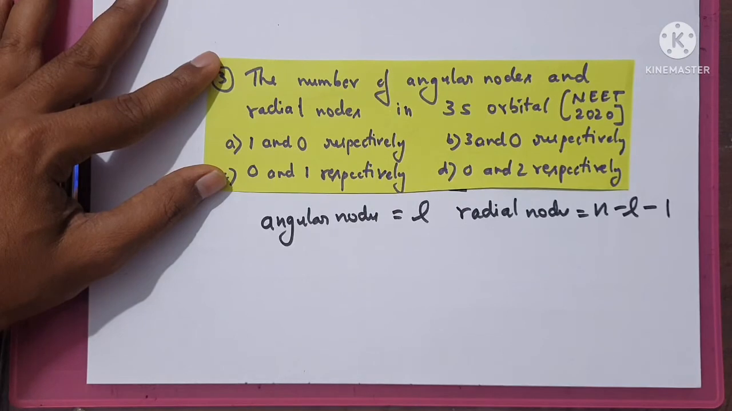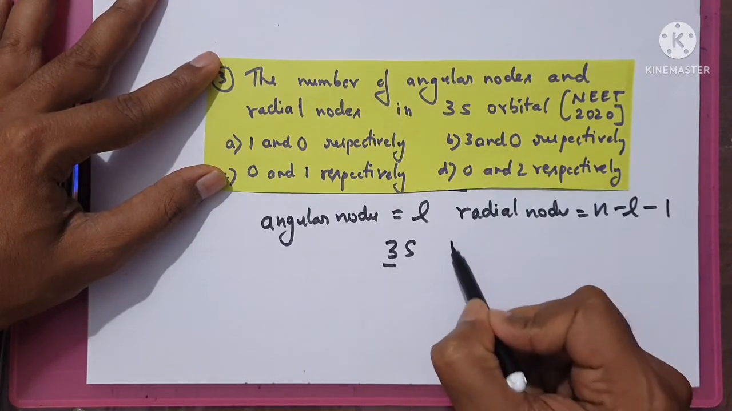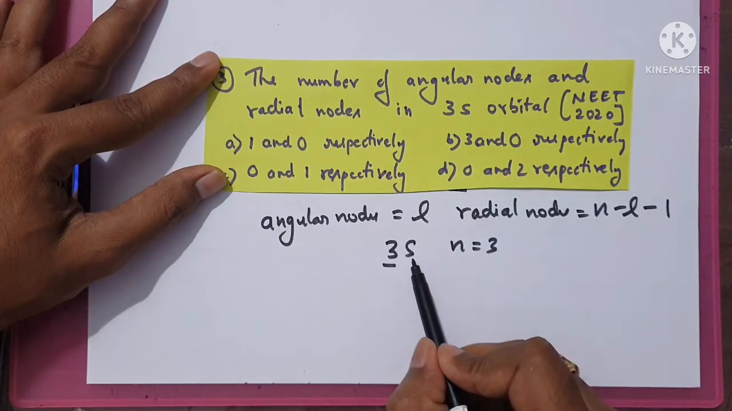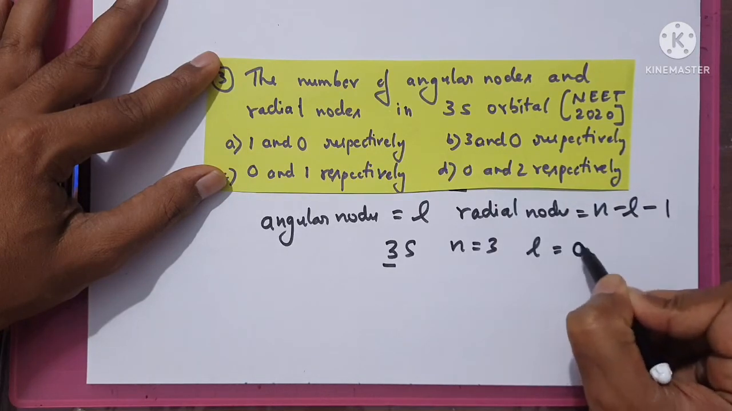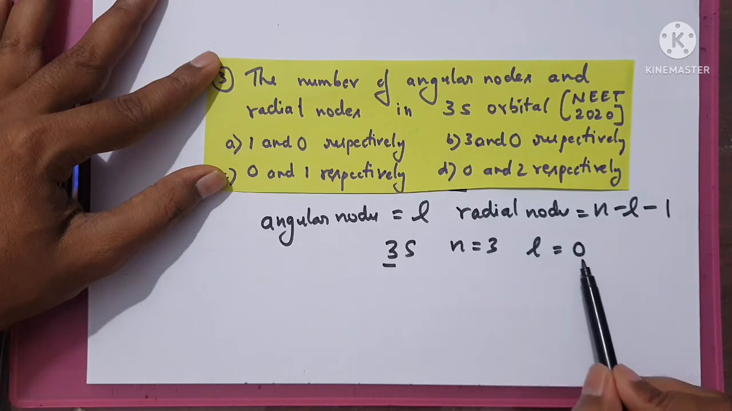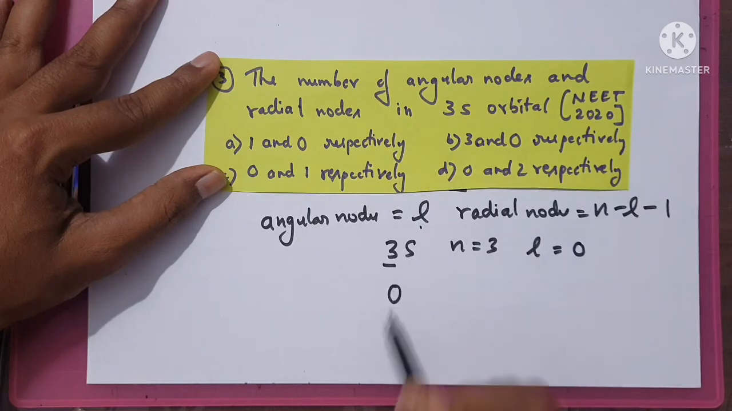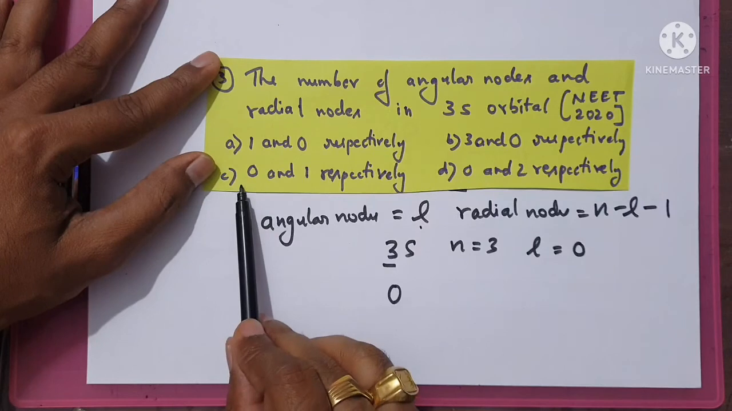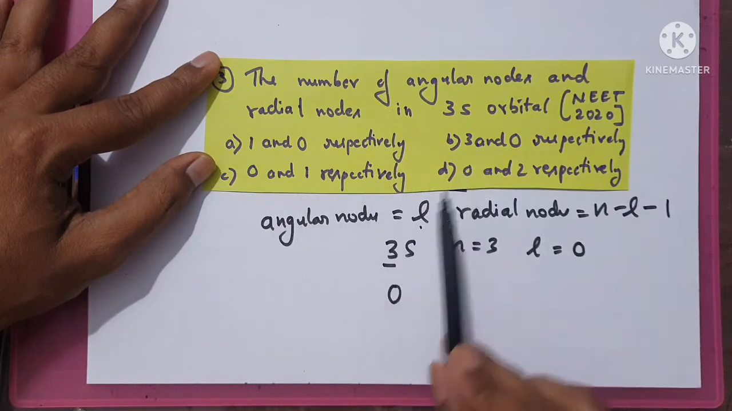So let us know by the value 3s. Here 3 is what? n is equal to 3, that is principal quantum number. And what is this s? s is going to give you the L value. L is going to be what? 0. So when n is equal to 3, L is 0. Therefore L will be 0. And what is the next value? In option C also there is 0, as well as D also 0. Therefore any of these two options will be the correct answer.